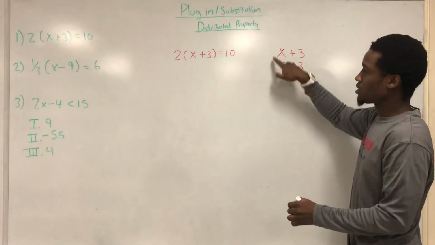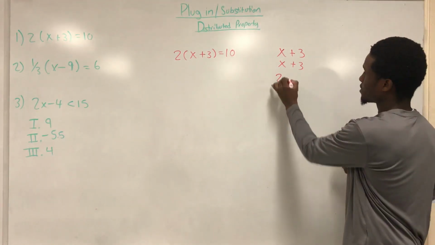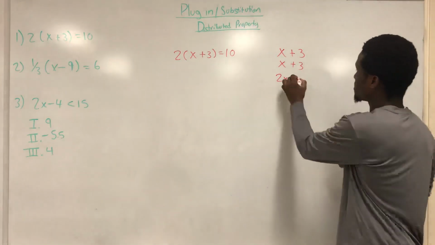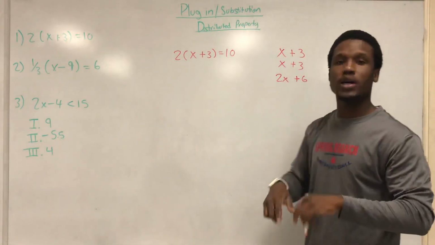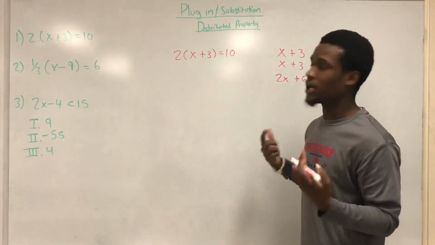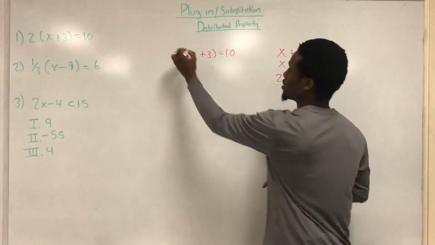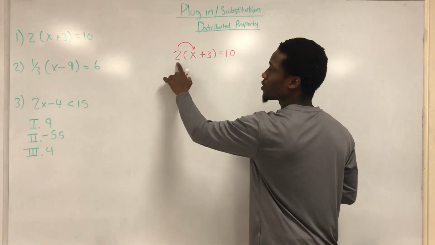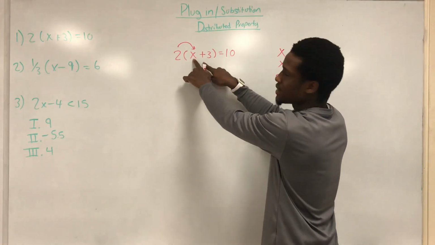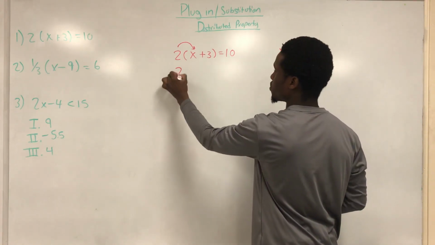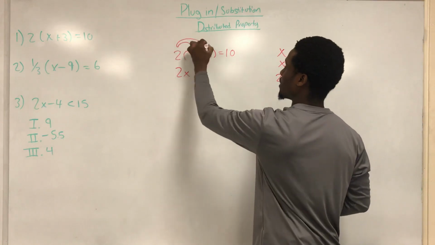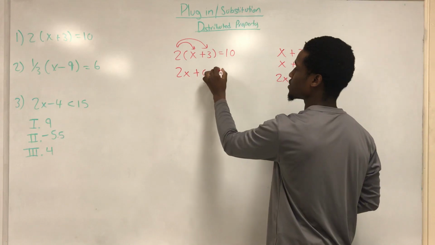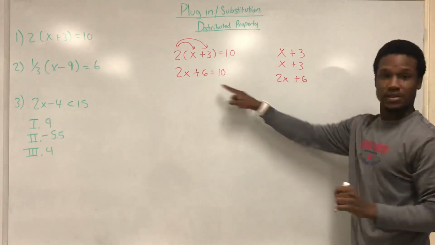Okay, so how many x's do we actually have? We have two x's. Alright, and then how many constants do we have? We have 3 plus 3, which is equal to 6. So I'm going to go ahead and distribute like we would do it as an algorithm. So 2 times x, you're multiplying the number on the outside by both terms on the inside. So 2 times x is 2x, all right? And then 2 times positive 3 is positive 6, which is equal to 10. So yes, these are the same.